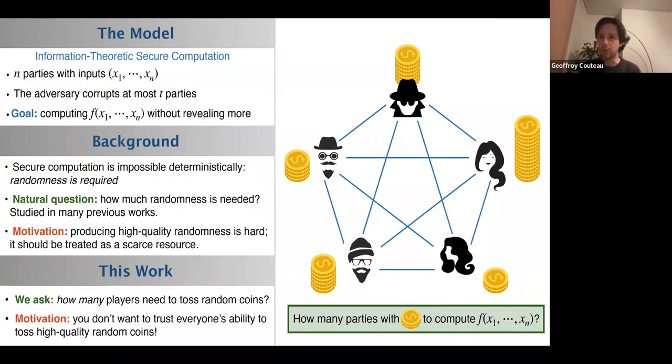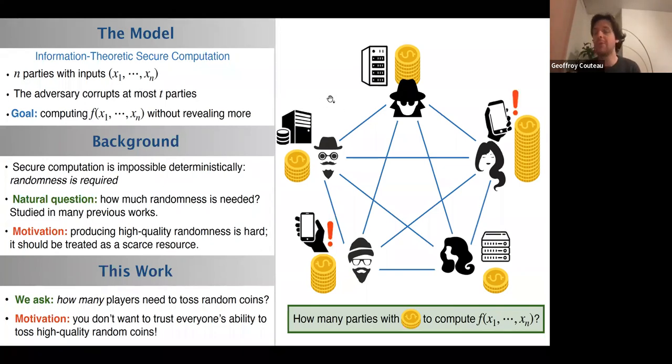In the real world, our randomness generation abilities might differ. Some might be using a powerful server with a proper implementation of the cryptographic mechanism. And so this server might be able to produce reliably high quality randomness, and everyone might be okay trusting this randomness, but others might be using less trusted software or less powerful devices. And we might not want to trust their ability to generate high quality randomness throughout the protocol.